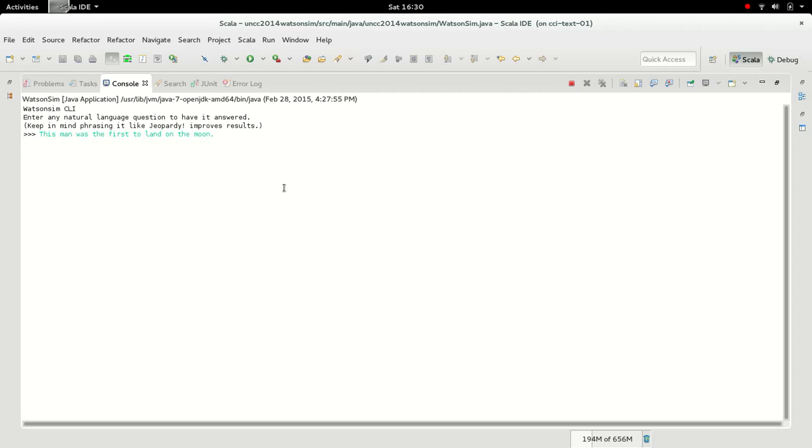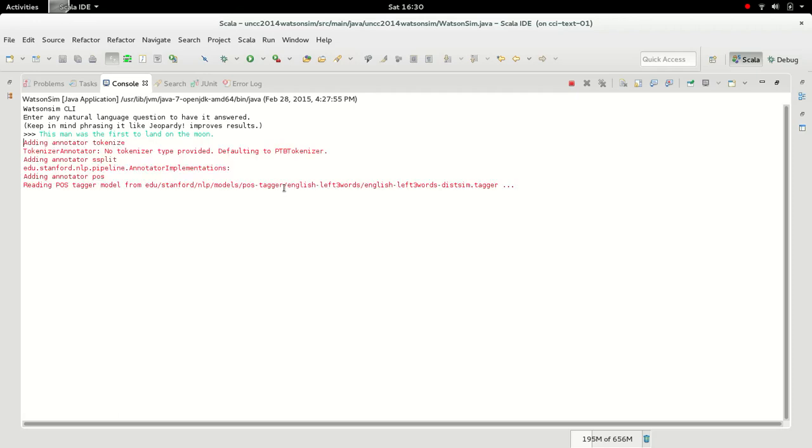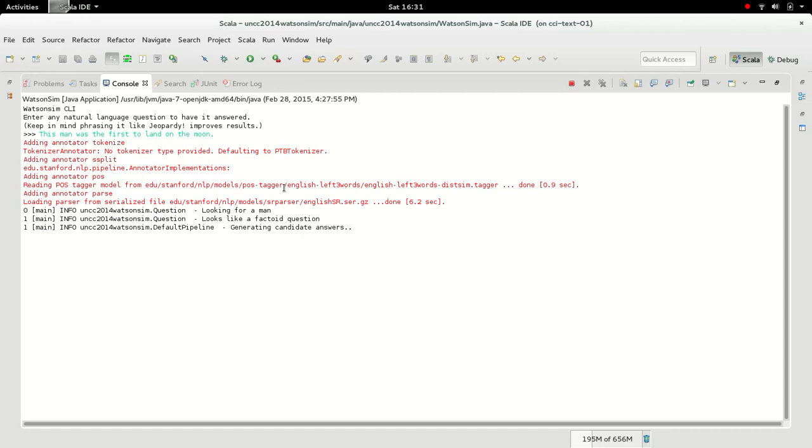Now load several libraries, including Core NLP, which is what you see loading here. Once it's parsed the question, it finds that the lexical answer type of this particular question is man, so it will look for answers that are men. It will use the factoid pipeline to answer it.